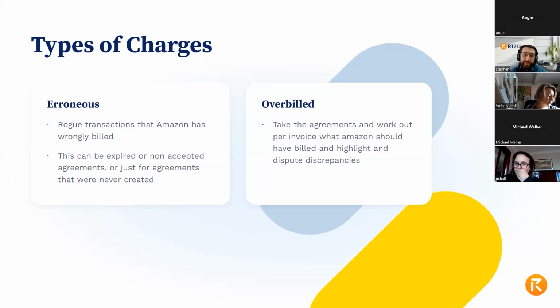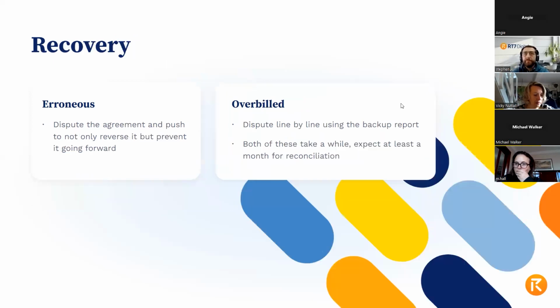And for overbilling, similarly to the previous ones we were talking about, spreadsheets pull the data, compare what was actually billed versus what should have been billed, and you're looking for that discrepancy piece. When you have those, you are pushing for Amazon to reverse these charges. Again, this is a case log situation. There isn't really a dispute section for this, so it's best to just do it through case logs. For the overbilling, you're looking for the backup report. That's the only report that actually gives you the line-by-line items. Every other report just gives you a summary.